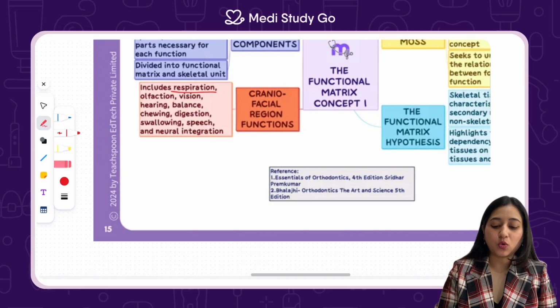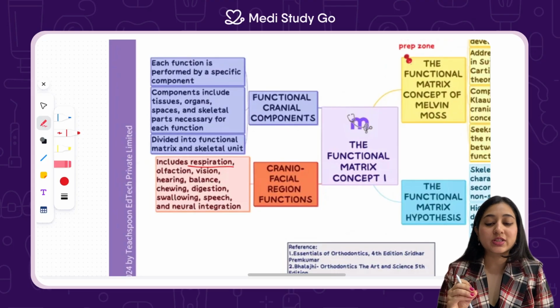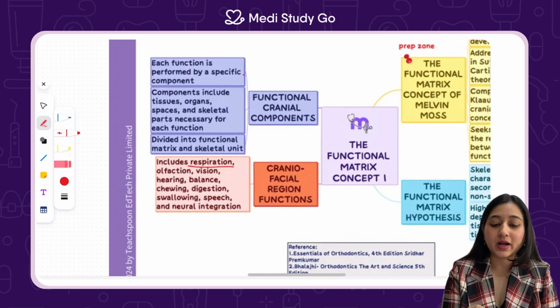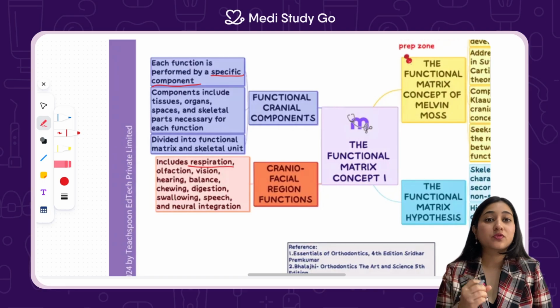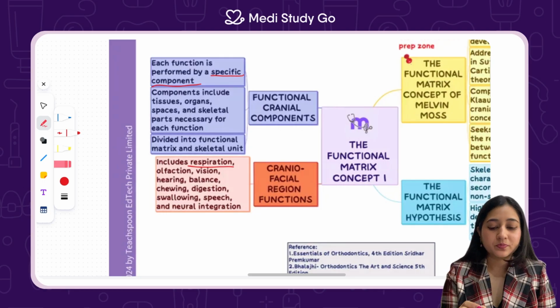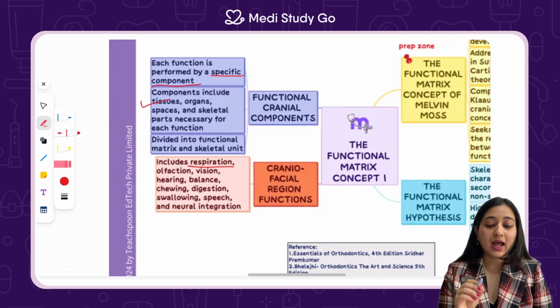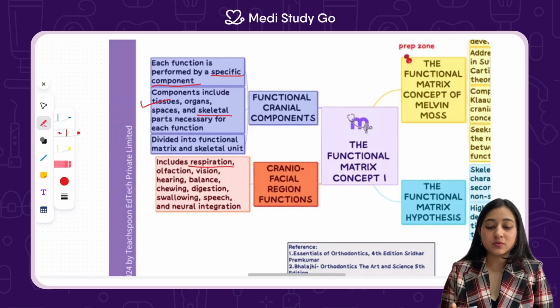Now let's see exactly what the different components of the functional cranial component are and understand what it is. Each function is performed by a specific component. So all of the functions that I mentioned, like respiration, olfaction, vision, are performed by several different structures that work together, and these are specific components that can perform that function. These components include tissues, organs, spaces, and skeletal parts necessary for performing each function. So from this we understand that it's the skeletal parts like your bones, some spaces, organs, as well as tissues.